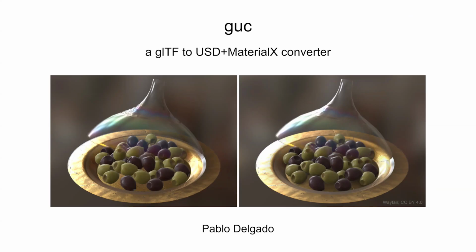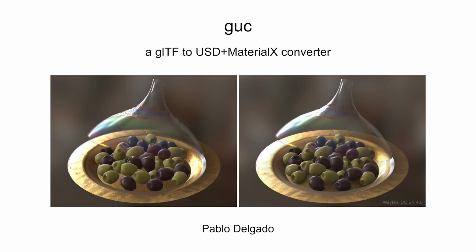First of all, thank you very much for inviting me. I'm going to tell you about GUC. It's a glTF to USD converter. And here's a small teaser image. On the left side, you can see a converted asset, a USD file, rendered in Pixar Storm Renderer. And on the right side, you can see the original asset in the glTF sample viewer.